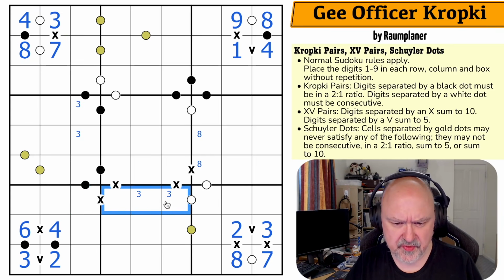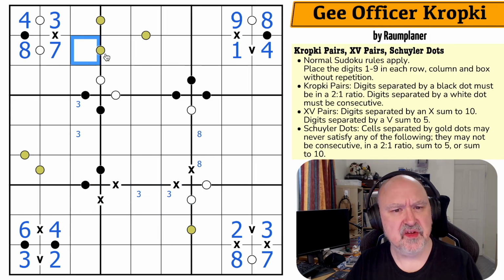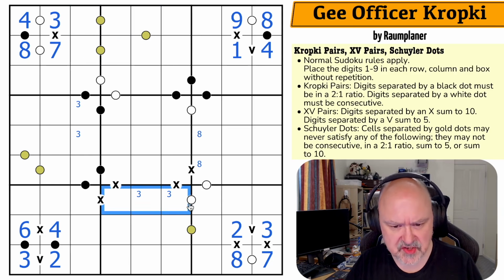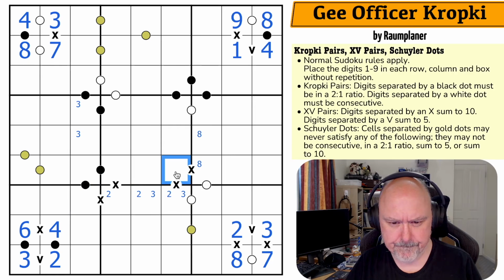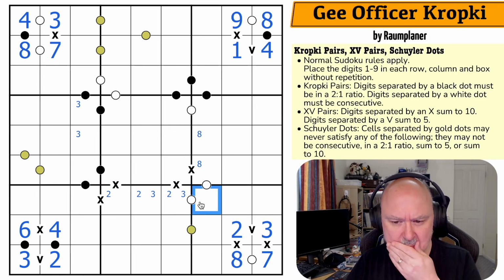2 is in here with 3. You can use these to eliminate options. I'm not sure how you'd use them to place options, but 2 is in here with 3. Now, 2 here would make both of those 8. 2 here would make that 8. And that would be 1. Huh.